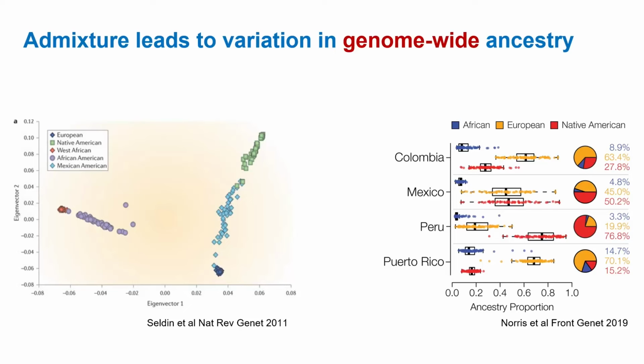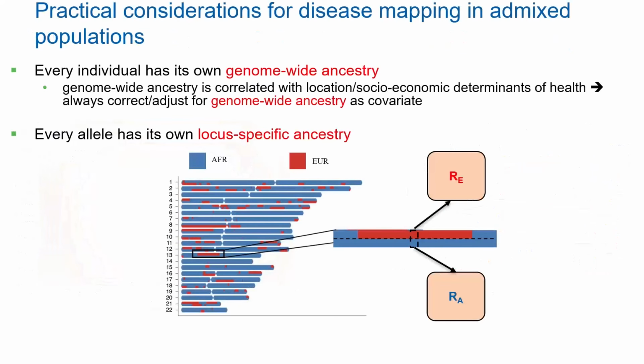You can see the same type of variation across individuals on the right side, where there are various populations within Central and South America, and every individual has their own unique proportion of African, European, or Native American ancestry. So every individual is personalized, if you will, based on this proportion. The fact that the alleles come on different ancestry segments allows us to think about how we consider disease mapping in admixed populations.